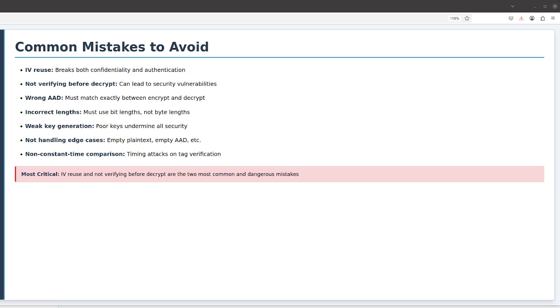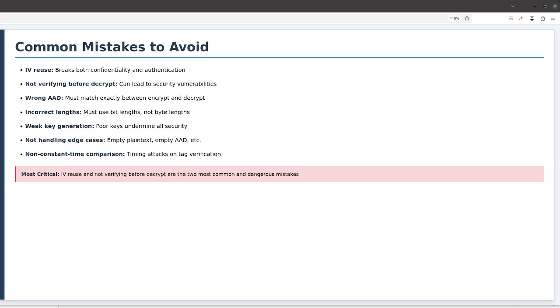IV reuse breaks both confidentiality and authentication. An attacker can recover the authentication key H with enough IV reuses. Always ensure your IV generation is robust and test it thoroughly. If you are incrementing IVs, make sure the counter is stored persistently. If you are using random IVs, use a crypto-grade RNG.